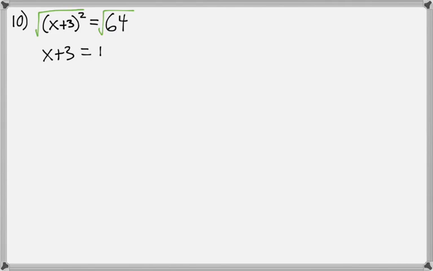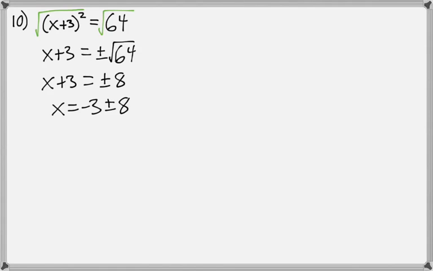And this is equal to plus or minus, don't forget the plus or minus, square root of 64. Now the square root of 64 is 8. And then let's move the 3 over. So x is equal to negative 3 plus or minus 8. And because there's no radical left, these can be combined.